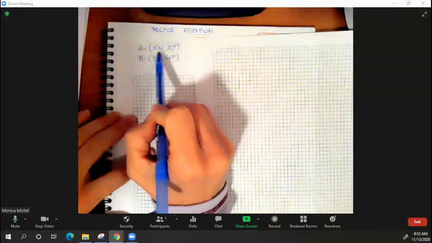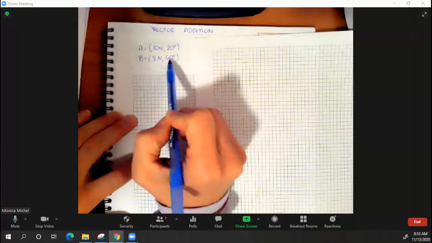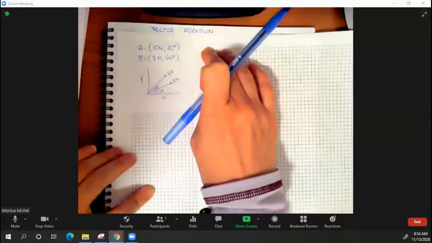So today we're going to learn how to do vector addition. Basically, what we're going to do is to have two vectors that we're going to be adding together. Vector A, 10 newtons at 20 degrees, and vector B, 8 newtons at 60 degrees. The first thing that you can do is draw your vectors.